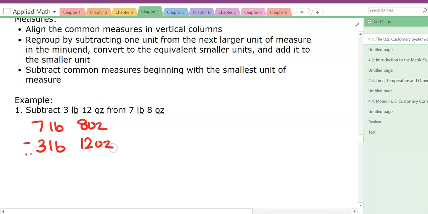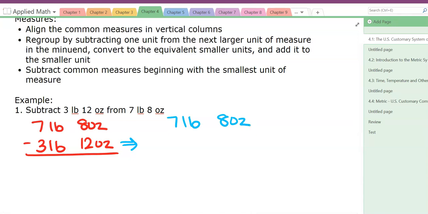Now, the 7 and the 3 are not the problem here. It's the 8 and the 12. I don't want to take 8 minus 12 because I'm going to get negative 4, and I can't have negative 4 ounces. So what I need to do is almost, in a sense, rewrite this top one. So I'm going to leave 7 pounds, 8 ounces alone. But I'm going to, I'm sorry, I said that wrong. I'm going to rewrite the 7 pounds, 8 ounces.